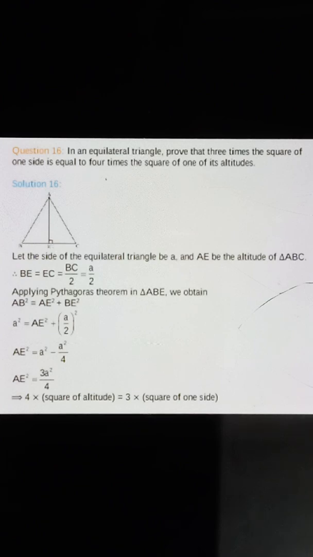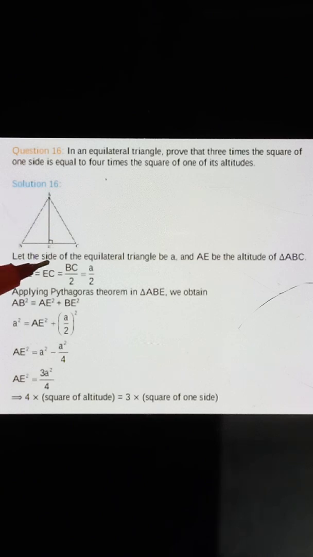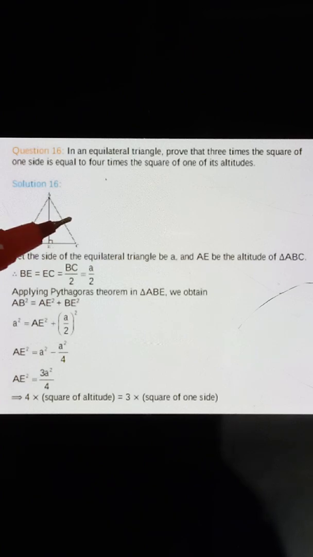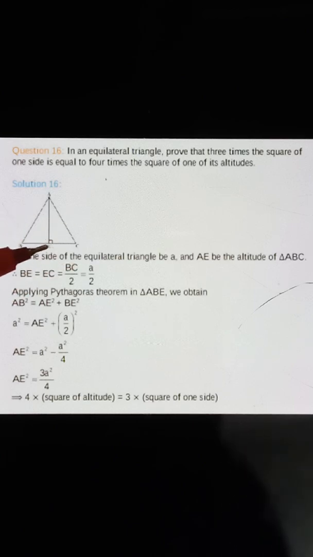So you consider an equilateral triangle first. Okay, so let this be the equilateral triangle. Let the side of the equilateral triangle be A, like we had done in the previous question also. If it is an equilateral triangle, all 3 sides are equal. So call one of the sides A, meaning all 3 sides are A, so your presentation becomes easier that way. Okay, so let this be the equilateral triangle in which each side would be A, right?